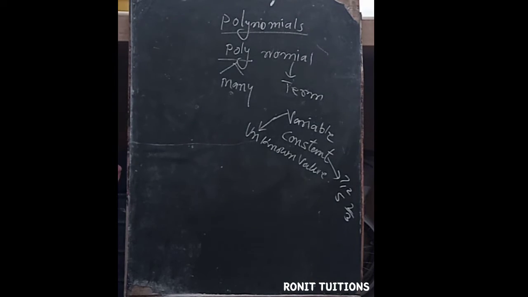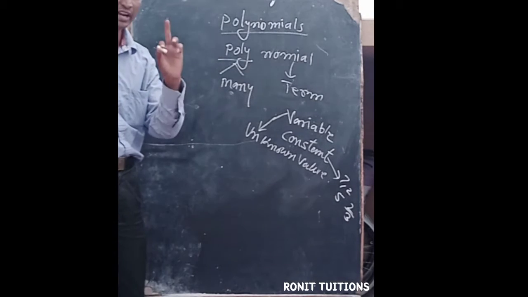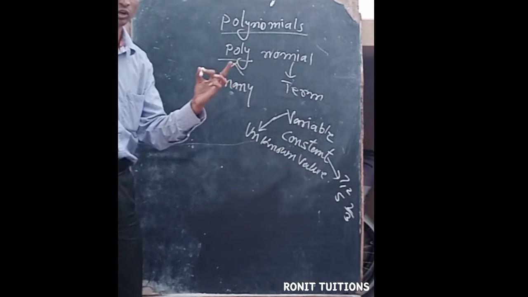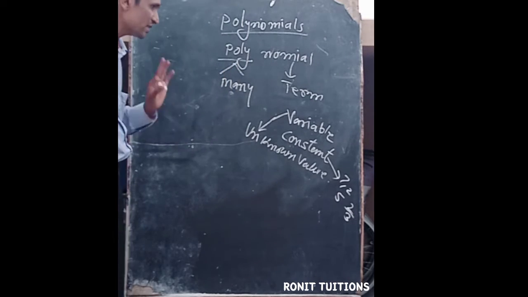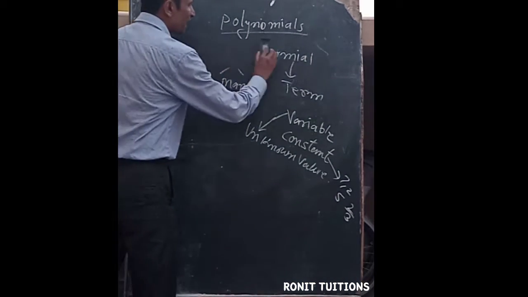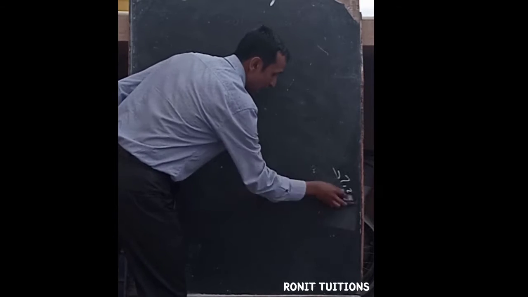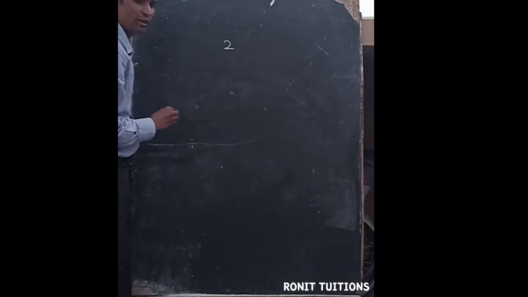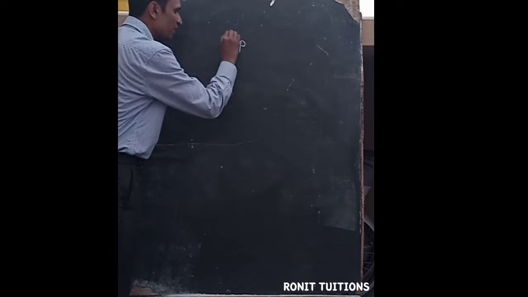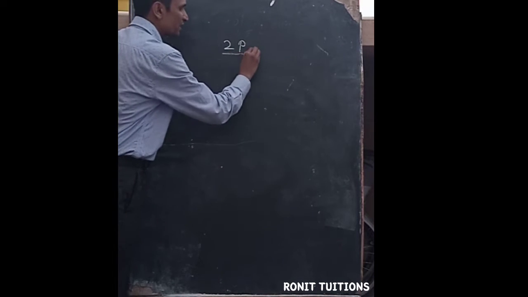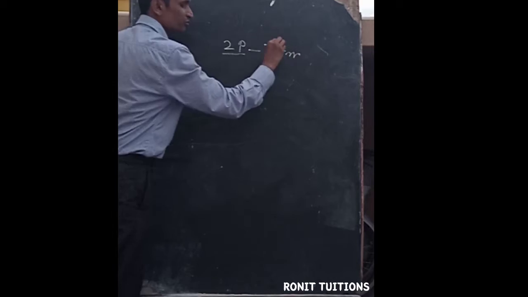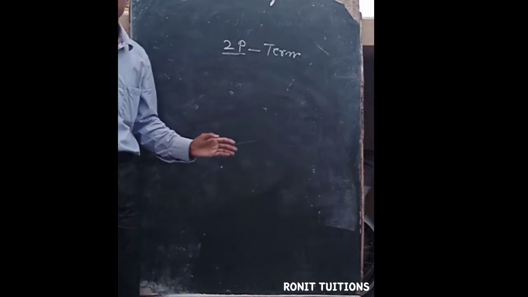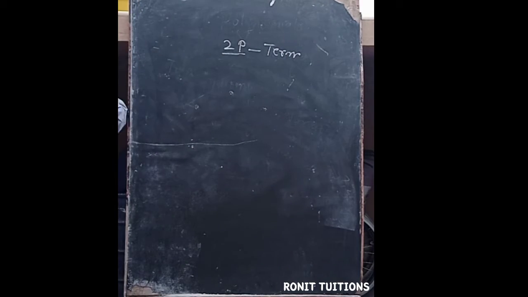When any constant and the variable are written together, that is known as a term. Any constant and any variable. Suppose I take the 2 and one variable, say p. This is called one term. Okay, so according to the terms, there are some nomials.